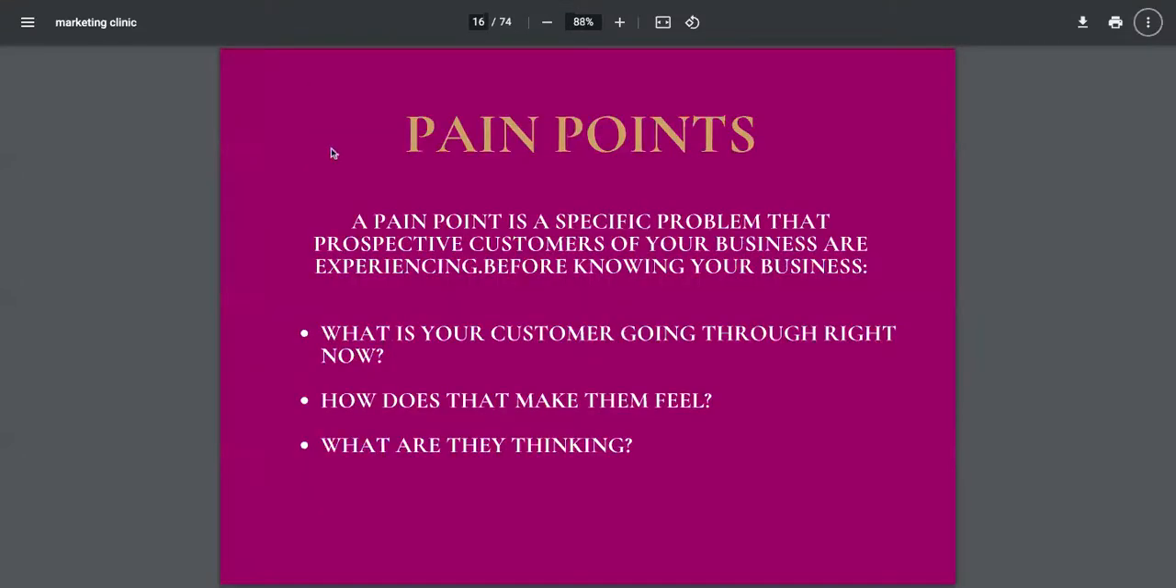Fantastic. So from doing all of the research, from understanding your target audience, who they are, what they enjoy, you will then find some pain points. Pain points are a specific problem that prospective customers of your business are experiencing before knowing your business. So the questions you need to ask yourself are: what are your customers going through right now? How does that make them feel? And what are they thinking?